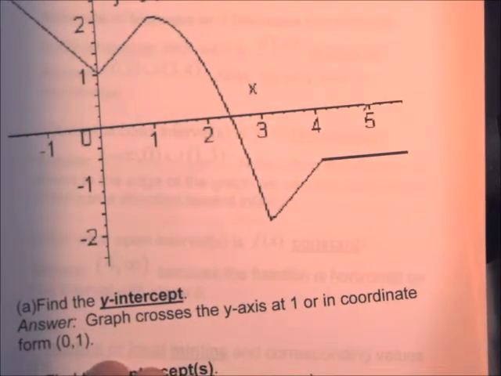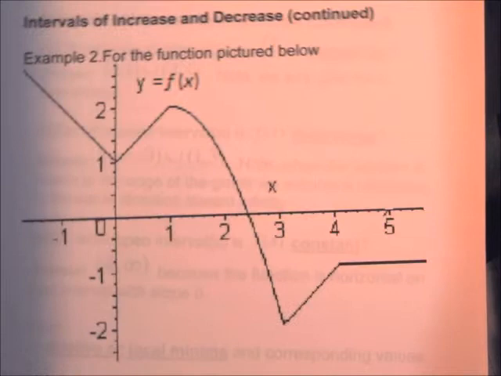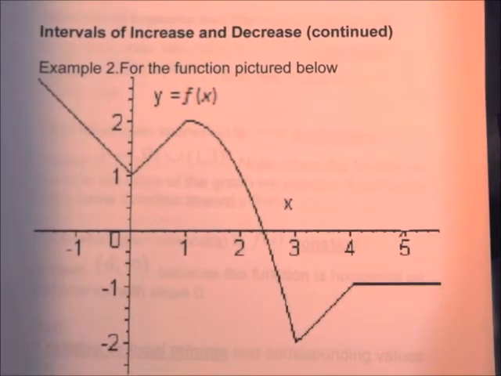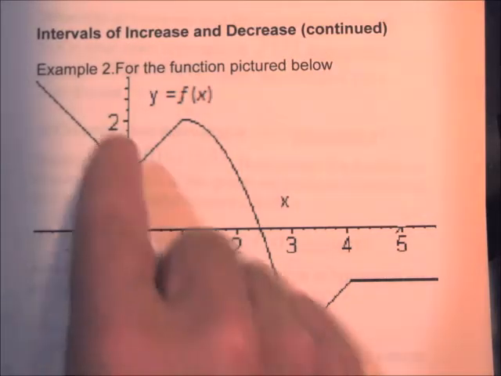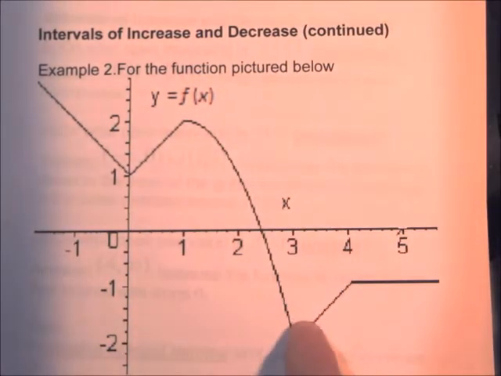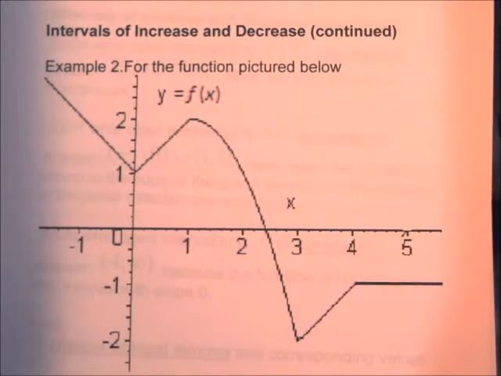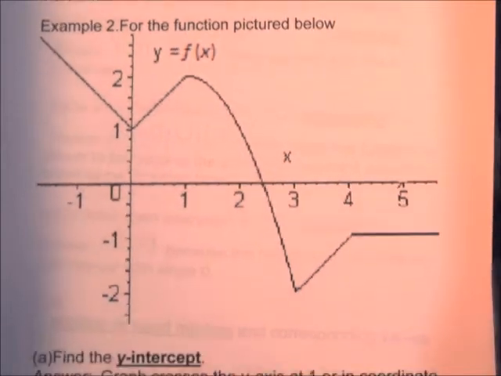So again, in the book, many of the examples are sort of generic functions. So here I have a generic function, y equal f of x, and I don't have a formula for it, but I'm given a graph here. And so let's identify some of the features of the graph.